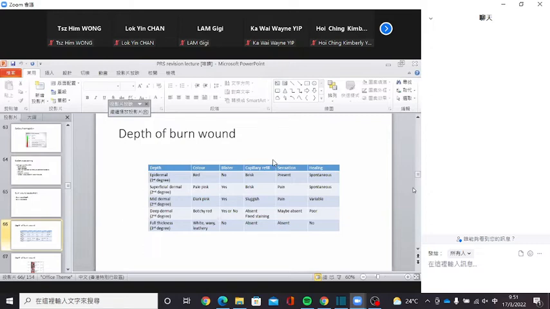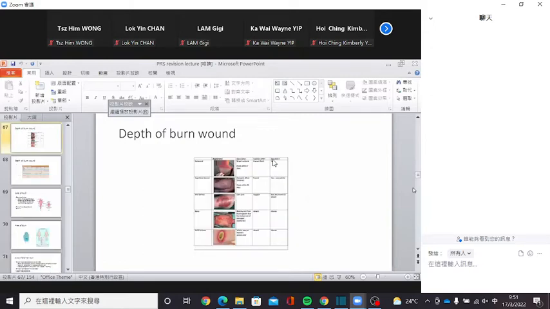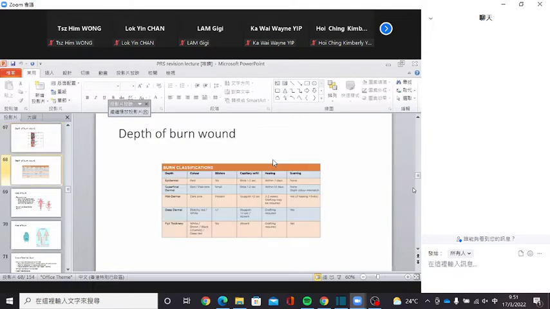And then for deep dermal burn, they behave more or less like full thickness burn with a very poor healing potential. The capillary refill could be absent. It will be very dark red in color. There could be some fixed staining. The sensation will be absent. So this diagram shows the appearance of various burn wounds. And you can see for full thickness burn wound, there could be an eschar present.